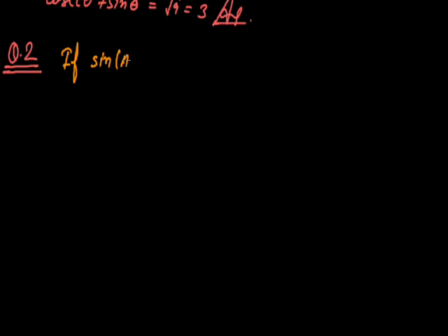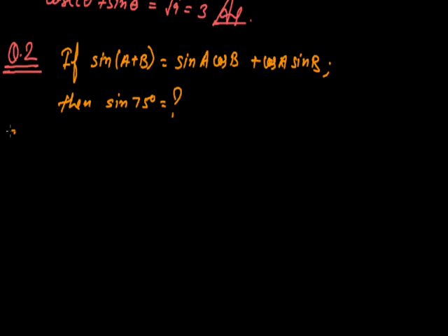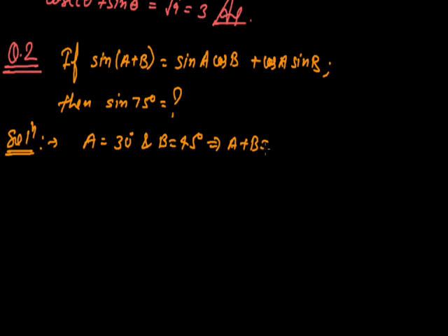sine of a plus b is equal to sine a cos b plus cos a sin b, then find the value of sine 75 degree. Let us try to solve the above question. Now as we have to find the value of sine 75 degree, so let us take a is equal to 30 degree and b is equal to 45 degree. If a is equal to 30 and b is equal to 45 degree, then a plus b will be equal to 75 degree.